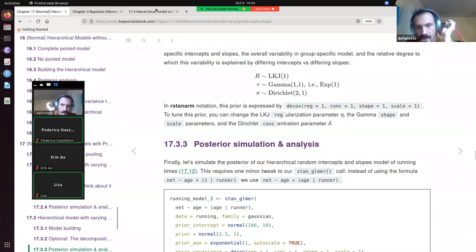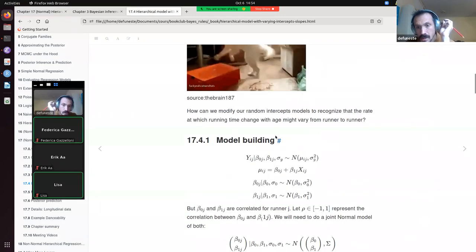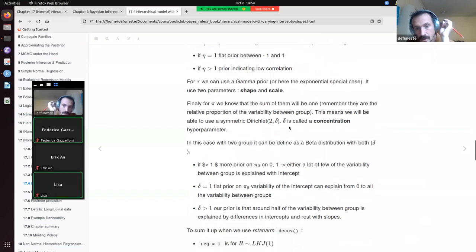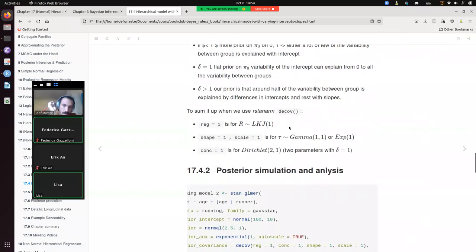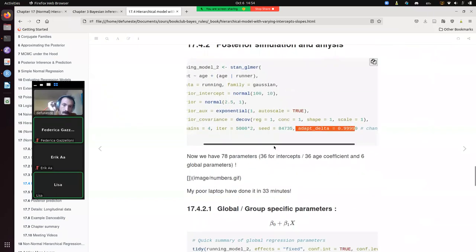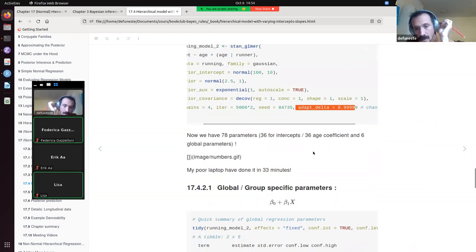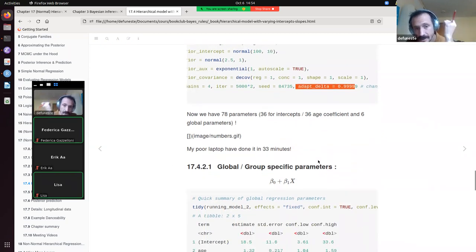So let's go back to the presentation. It took me 33 minutes to run on my laptop. So this is what you were talking about on the Slack group. That's a lot of parameters and it takes a lot of time to run. So let's go to the analysis.